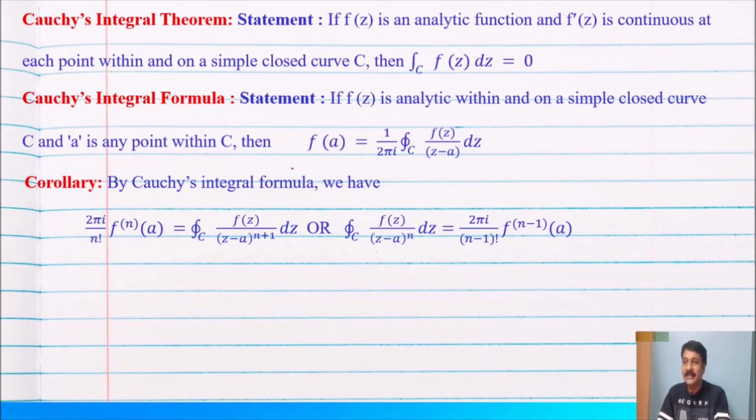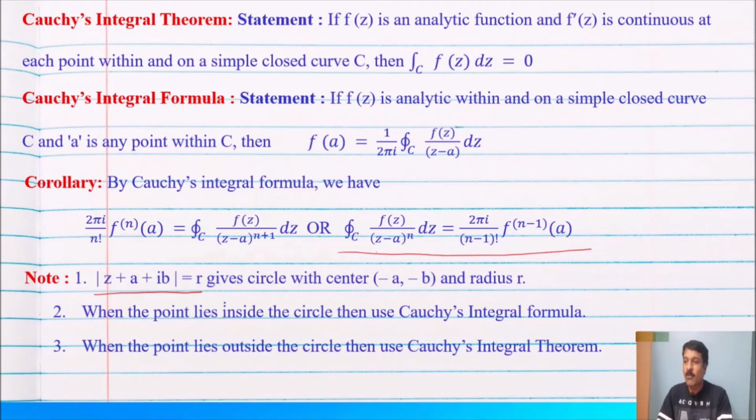Here f of z is analytic except at z equal to a. Then what is the power here? (z minus a) raised to n. So in this case it is 2 pi i upon 1 less factorial, meaning (n minus 1) factorial, and 1 less derivative. So what is the power here? n. So 1 less means n minus 1, the (n minus 1)th derivative of f of a. So remember this as a formula.